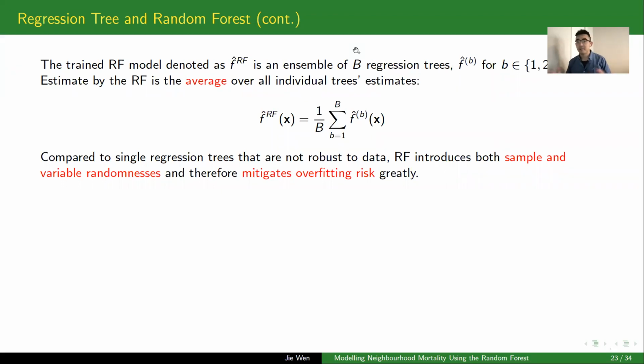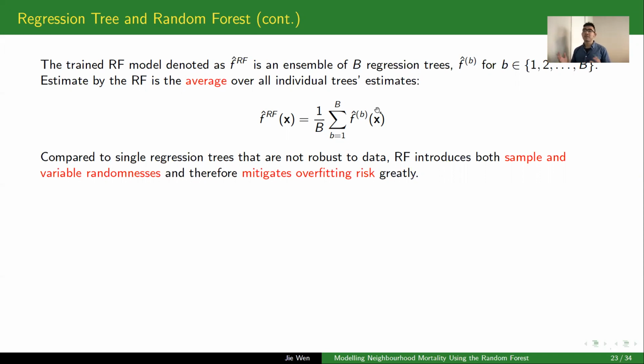After discussing all of the technical stuff in the previous slides, the relationship between regression trees and random forest is very straightforward. As I discussed earlier, one random forest model can be denoted as f hat RF here. It is an ensemble of B regression trees in total. And the estimate provided by the random forest model is just the average over all individual trees' estimates within this random forest. The formula just shows that clearly.